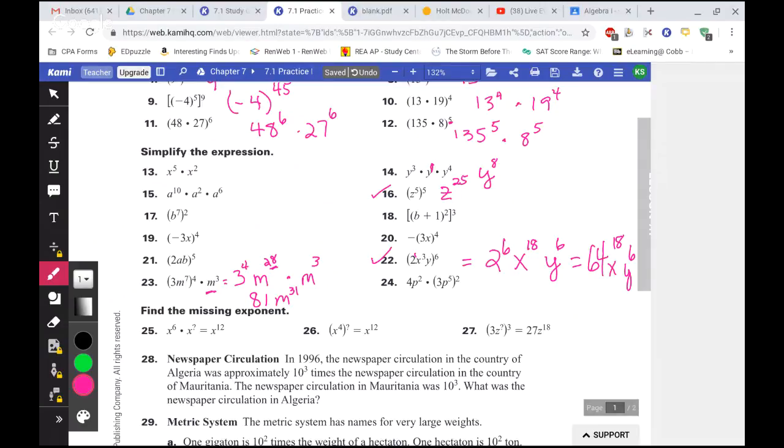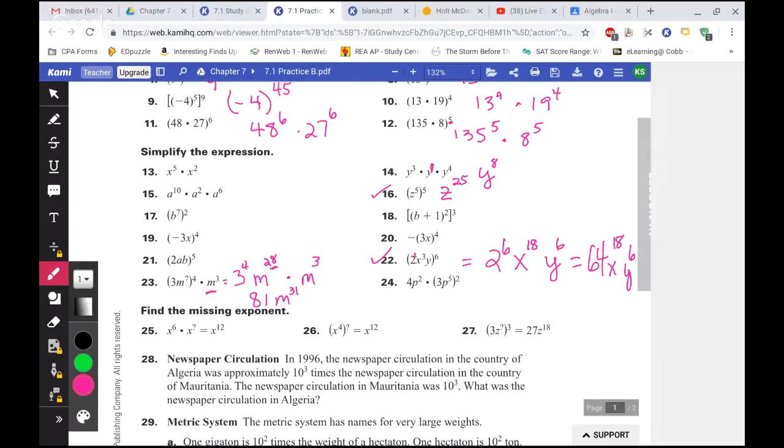And then the final step is I'm going to find out what 3 to the 4th is. I can type it in my calculator and do 3 caret 4, which gives me 81. And then I'm going to add the exponents on the m because they have to share the same base. So 28 plus 3. So that's m to the 31.